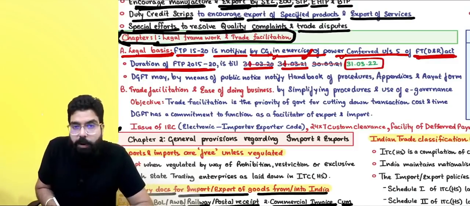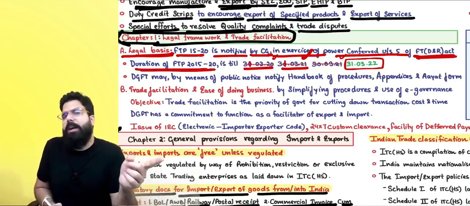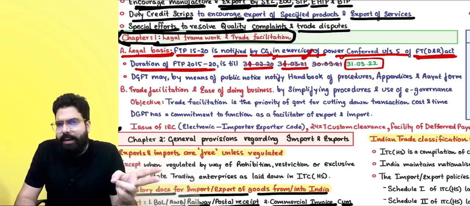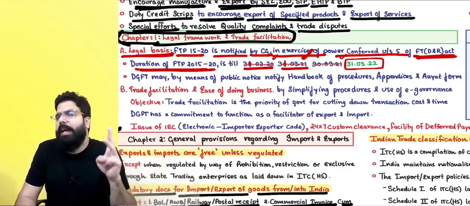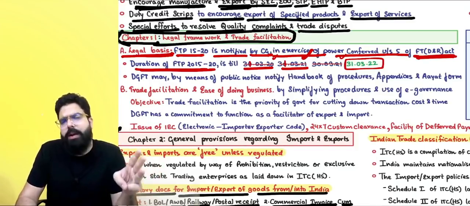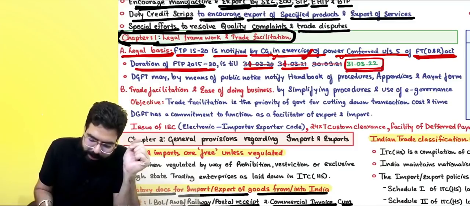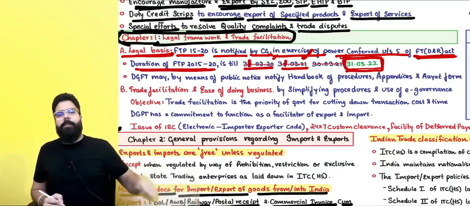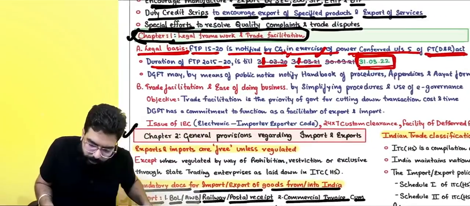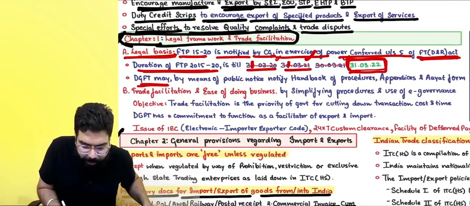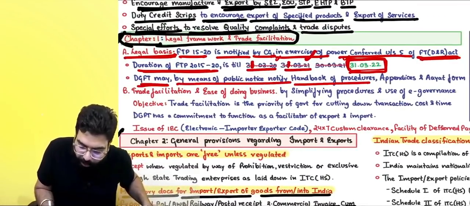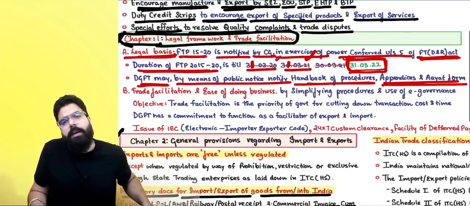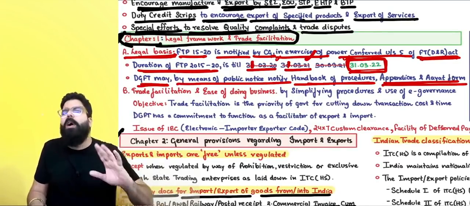Duration of the foreign trade policy is what, sir? It was till 31st March 2020, then extended till 31st March 2021, then till 30th September 2021, now extended till 31st March 2021. Please make this correction. Okay, sir, done. Next, DGFT may, by means of public notice, issue Handbook of Procedure and appendices and ITC forms. They can go ahead and issue.